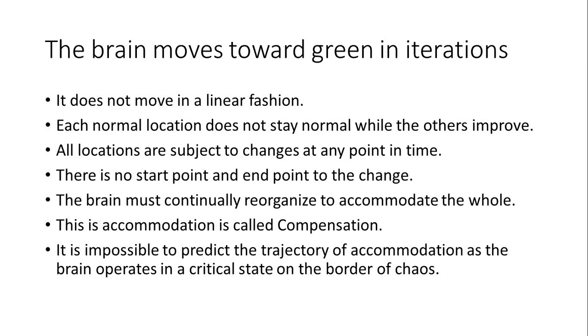And so it's impossible to predict the trajectory of accommodation as the brain operates in a critical state on the border of chaos. So your brain is so complex, it borders on chaos in all of its transactions. And it's impossible to predict the exact trajectory. You can define a vector space and a direction that things may move in generally, but that's all you can do.